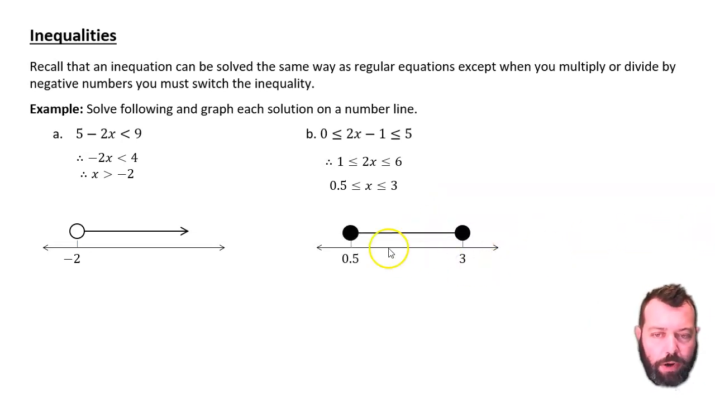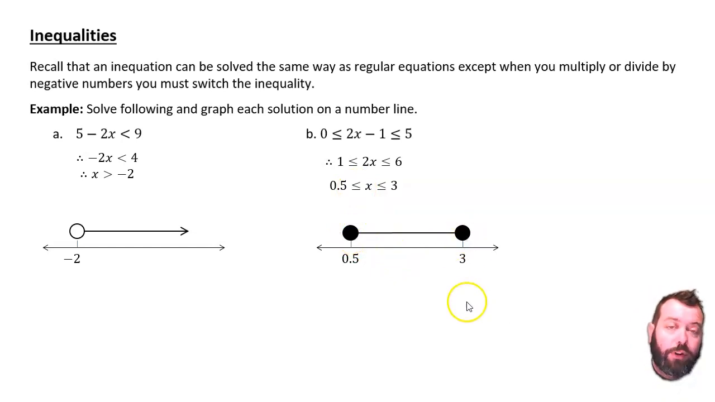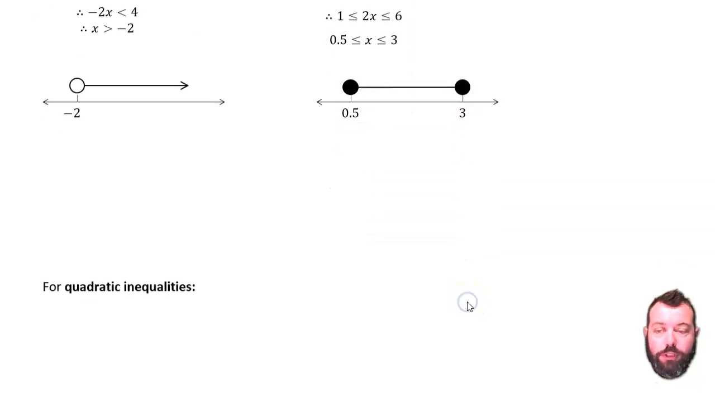So here we are on a number line, closed circles this time because it is greater than or equal to, from a half, 0.5, to 3. Righto, good start. Now, when we're dealing with quadratic inequalities, this is where the graphing comes back into it.